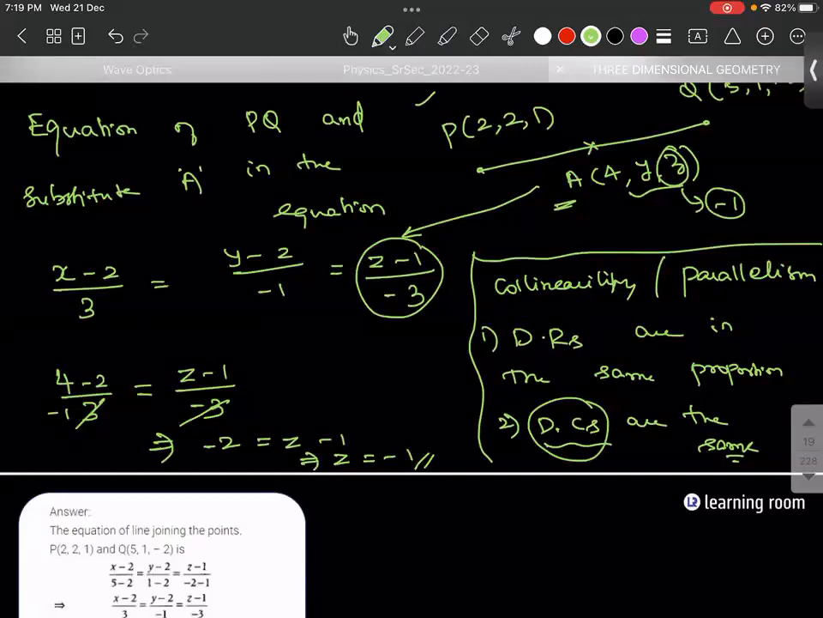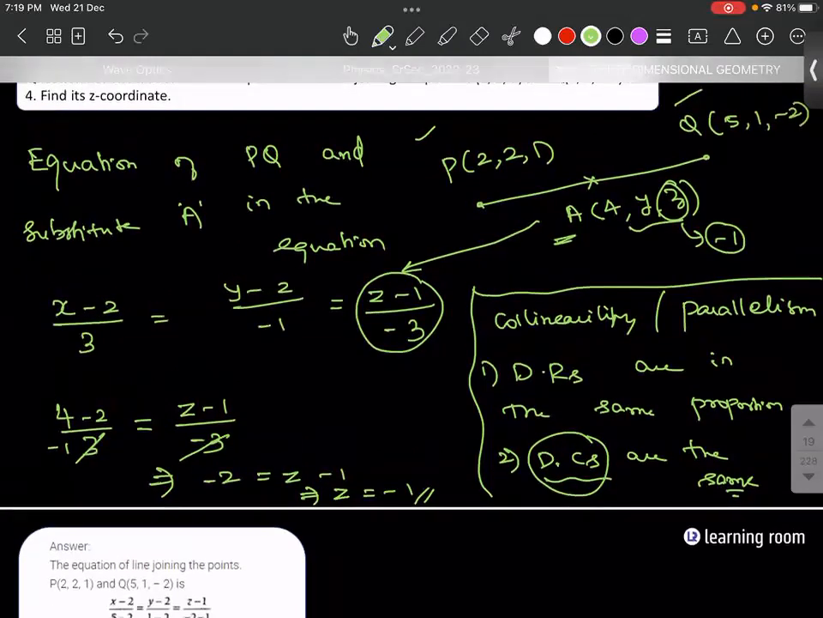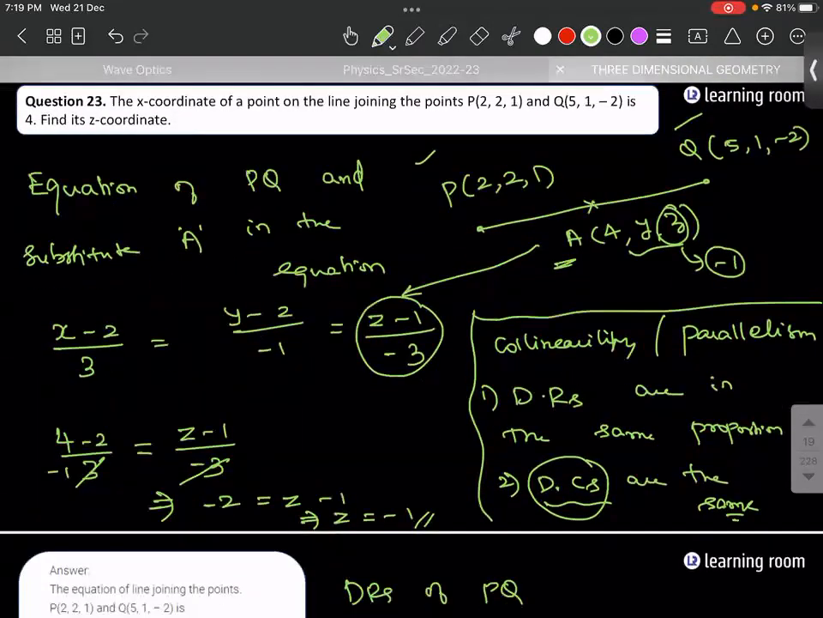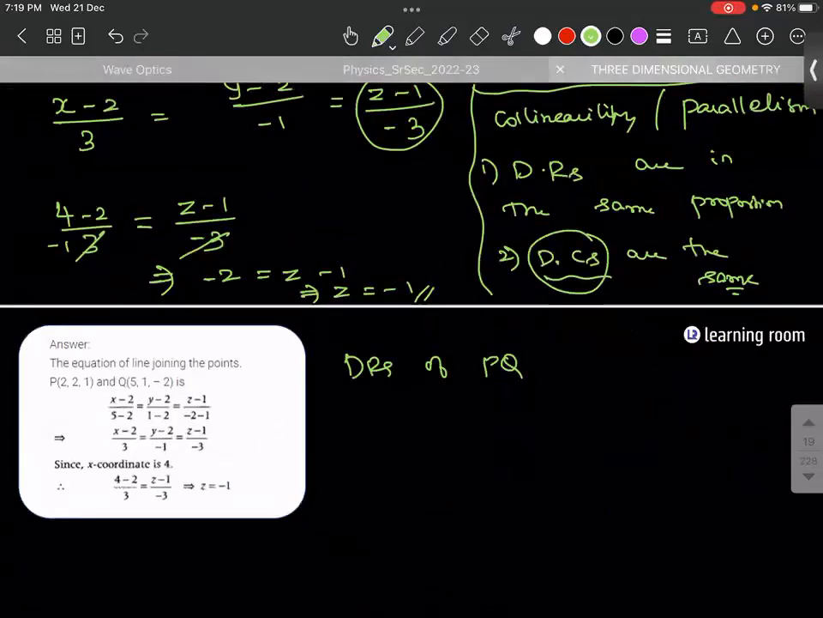Sir, how do you solve using the second method, sir? Direction cosine, sir. I mean, directional ratios are in proportion. Do it, no direction. Find the direction ratio of PQ. What are the DRs of PQ? 3, minus 1, minus 3.